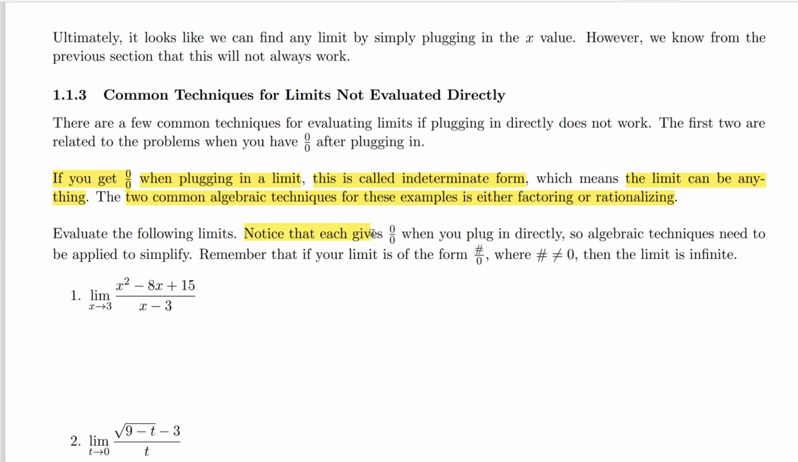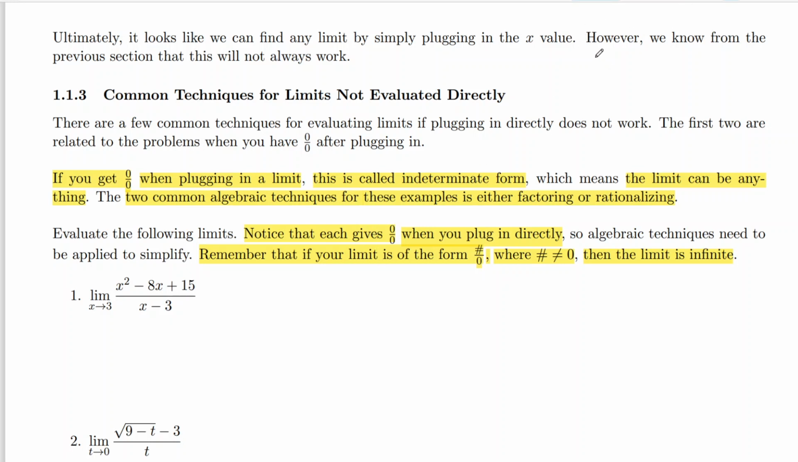I give you a little hint here to notice that each gives 0 over 0 when plugged in directly, but you should do that. That's a default. You want to plug in your number. So algebraic techniques need to be applied to simplify. One thing I like to also mention is we talked about this in an example last section: if your limit is of the form a number over 0 where the number is not 0, so 1 over 0, 2 over 0, anything over 0, then that limit is infinite. But if you get 0 over 0, you don't know.